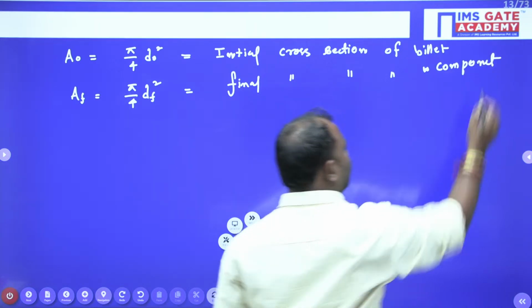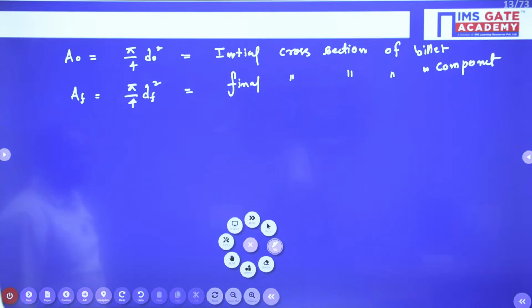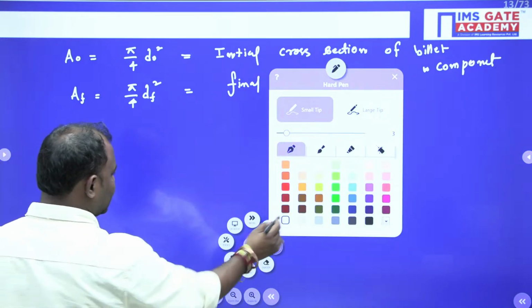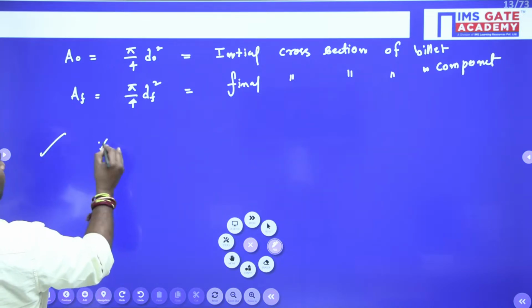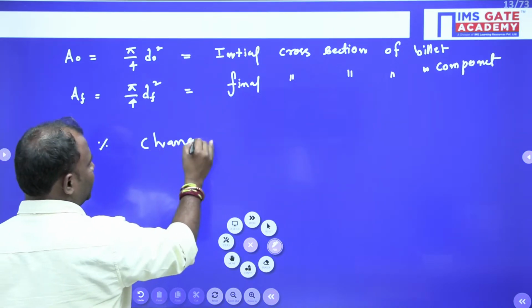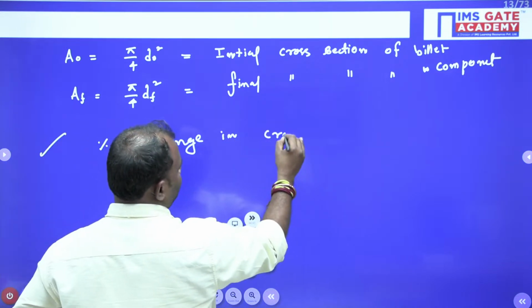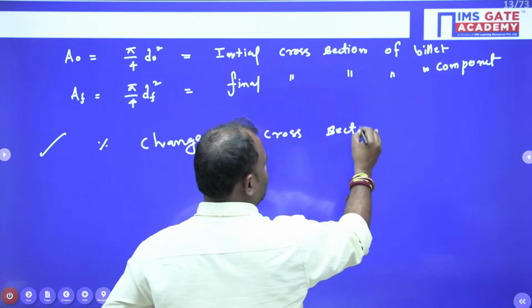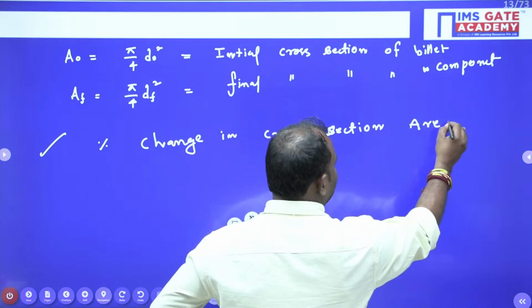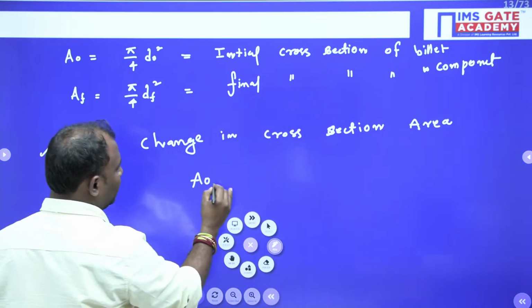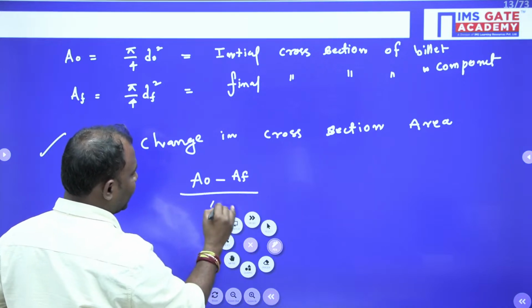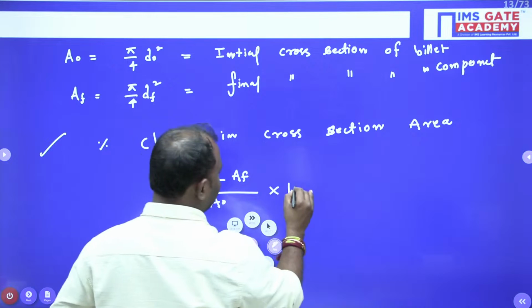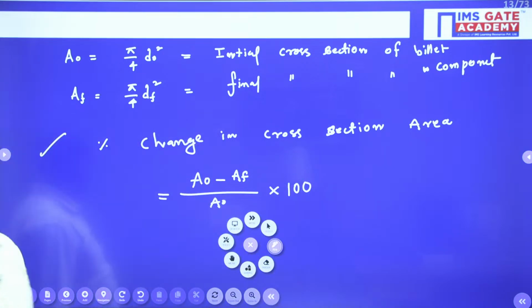Now, percentage change in cross section area can be calculated by using (A0 minus AF) by A0 into 100. So that you are going to get the percentage change in cross section. Okay, guys. Right. Next, draft can be calculated here also.